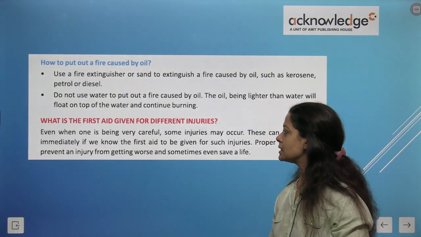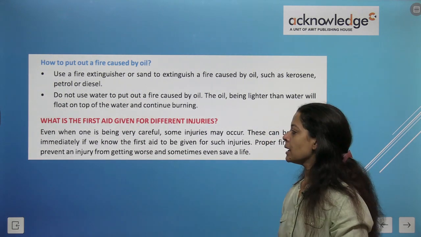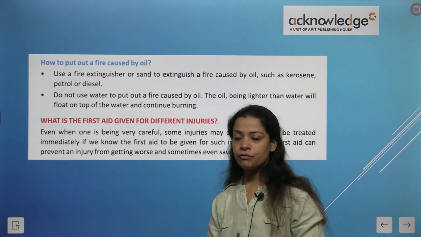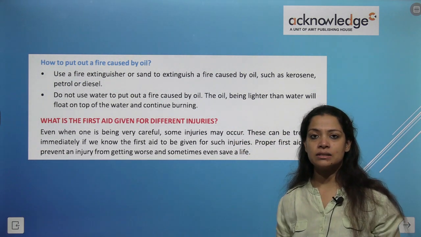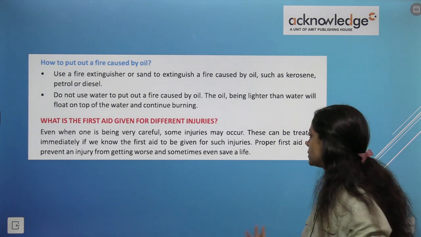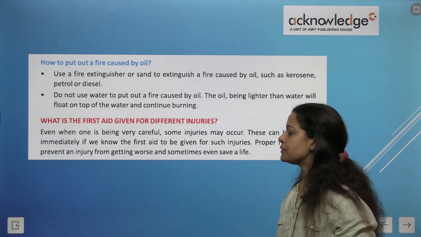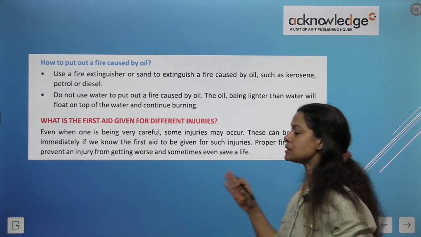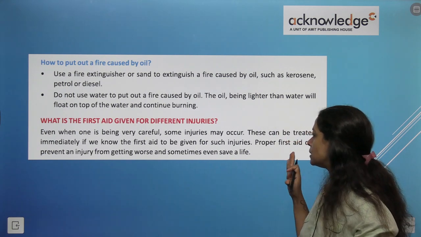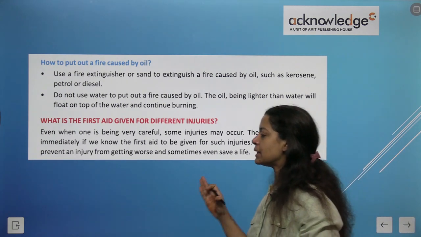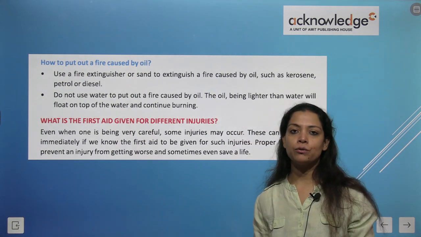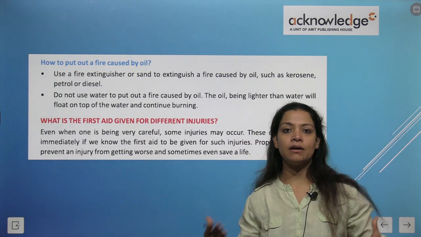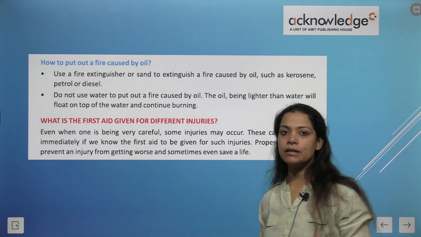So what is the first aid given for different injuries? Even when one is being very careful, some injuries may occur. In that case, what must one do? The person should be treated immediately if we know the first aid to be given, and proper first aid can prevent an injury from getting worse. The first step is first aid. After that, the doctor is always there to take further action.